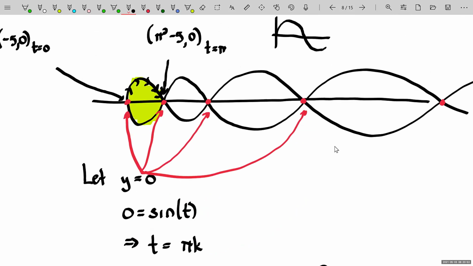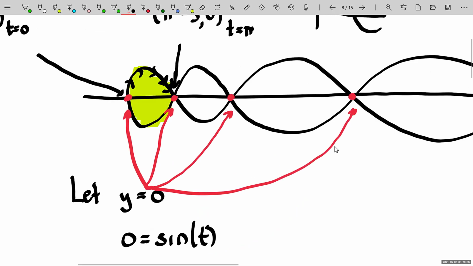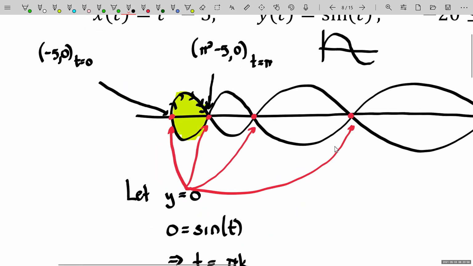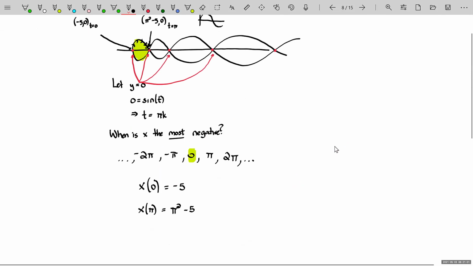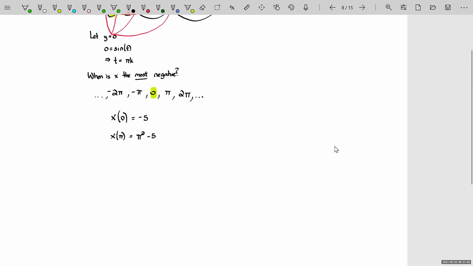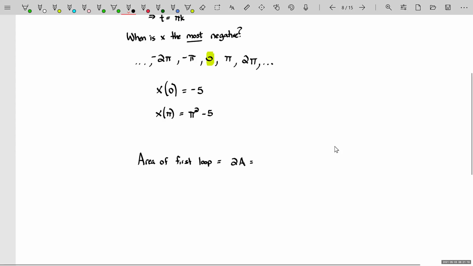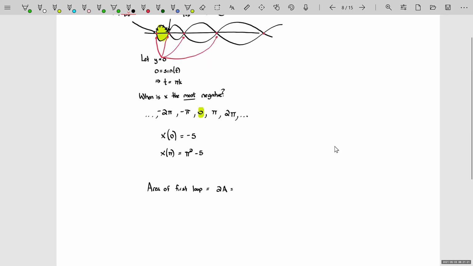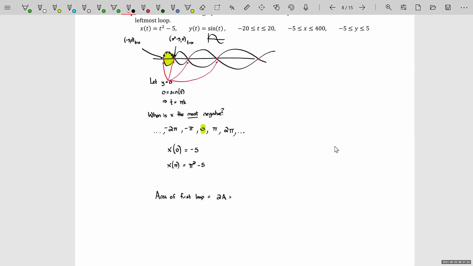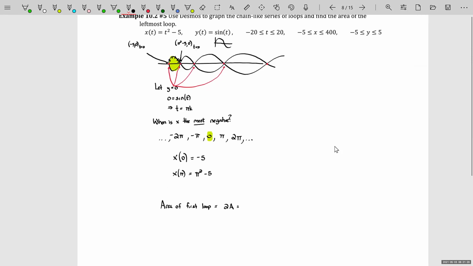But because I know it's carving out like that, I know that it's giving me the upper half of that curve. So I'm going to go ahead and say the area of the first loop is actually not just the area from x equals negative 5 to x equals pi squared minus 5. It's going to be twice that area underneath the curve. It's going to be twice this area right here.